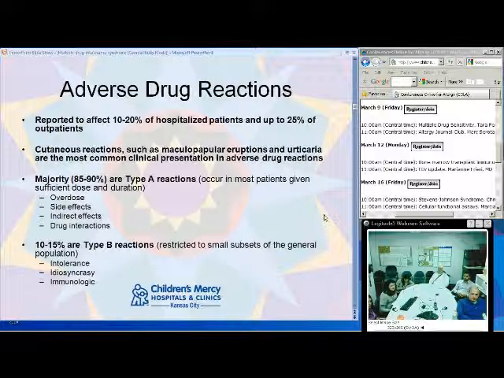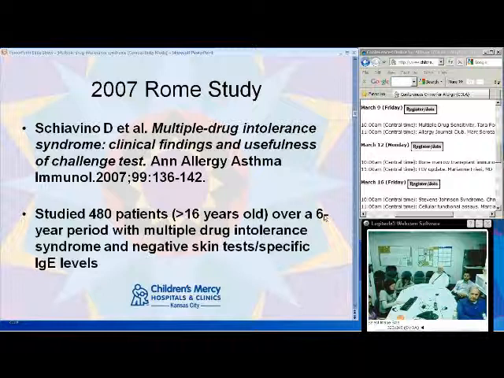So again, this is a fairly new concept, this multiple drug intolerance syndrome. Looking through textbooks, I wasn't able to find a lot of information, so I really had to go to the literature. I found really four good studies that describe multiple drug intolerance syndrome, so I'm going to review those for us today. And I'm going to go by order.